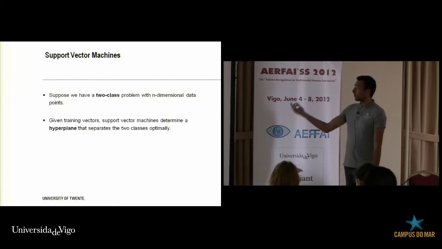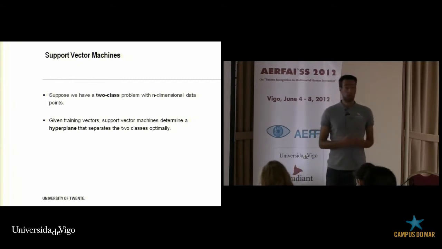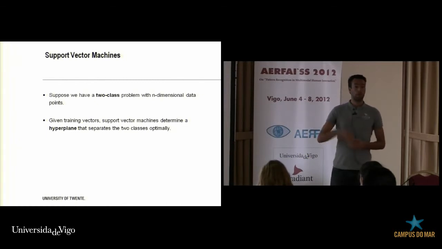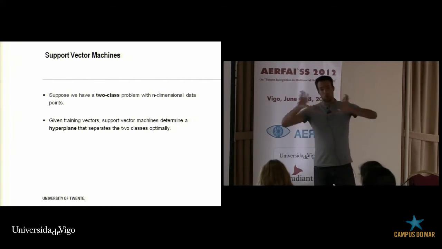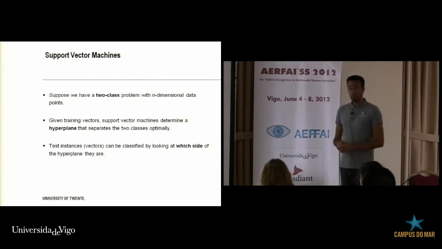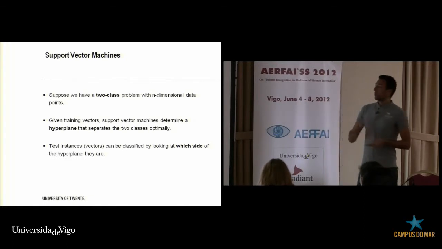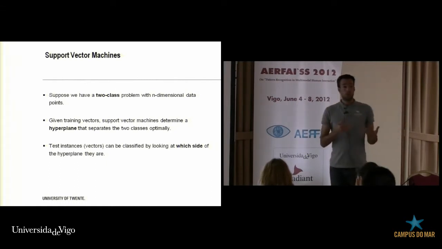If we have training vectors which have corresponding labels, good and bad, then you can train a support vector machine, and what it will do is make a hyperplane in the n-dimensional space which tries to separate the two classes. Then if we have a new test vector, a new moment in time, we can see if it's on either side of the hyperplane. If it's on one side we say it's a good moment, and on the other side we say it's a bad moment.